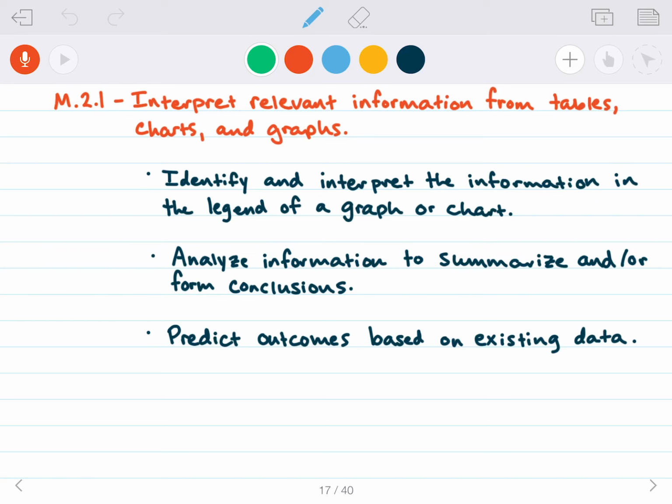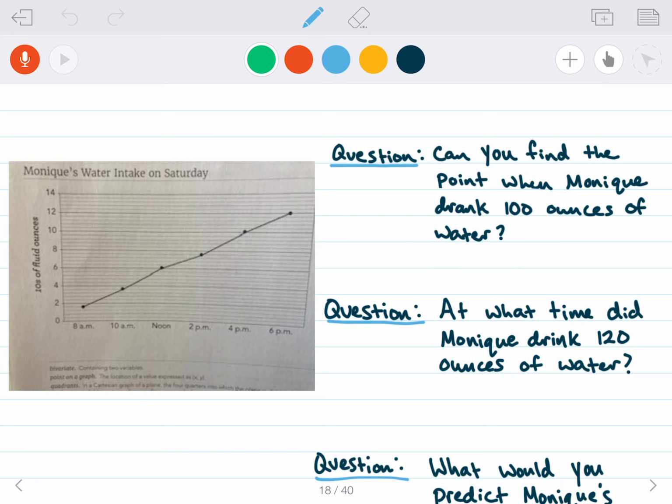Hey guys, in this video we're going to talk about M.2.1 through M.2.3. So the first thing we're going to talk about is extracting information from tables, charts, and graphs. So let's just get into it with an example.